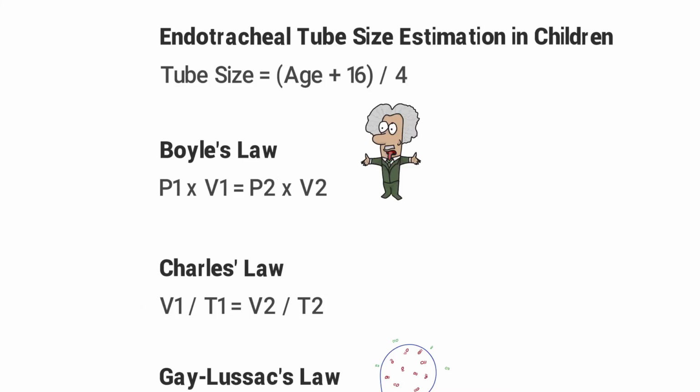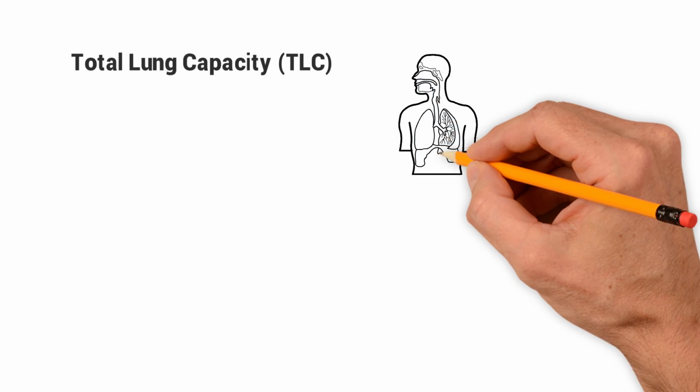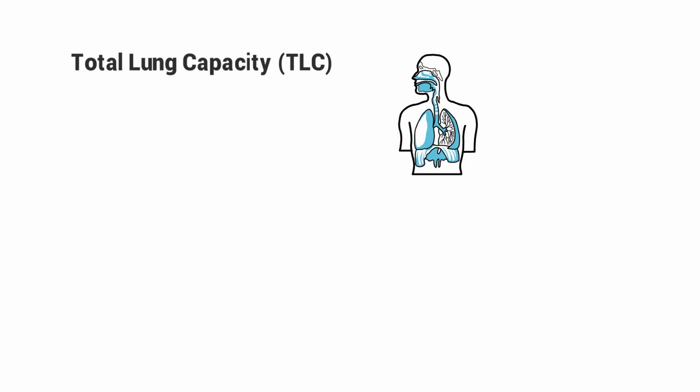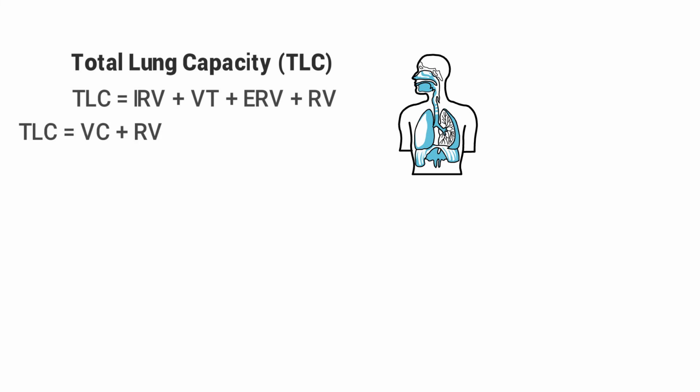So moving right along, next we have the total lung capacity, or TLC. So there's 3 different ways to calculate the TLC. First one would be the inspiratory reserve volume plus the tidal volume plus the expiratory reserve volume plus the residual volume. So you just add all the volumes together, that will give you the TLC. The next one is, you would say the vital capacity plus the residual volume. And the third way is, you would say the inspiratory capacity plus the functional residual capacity.